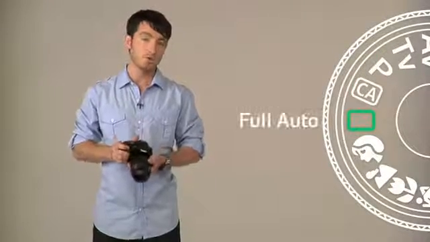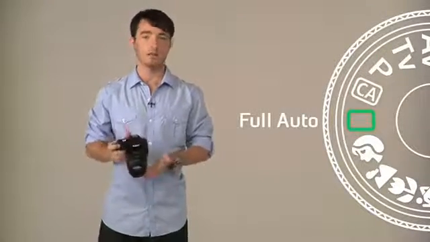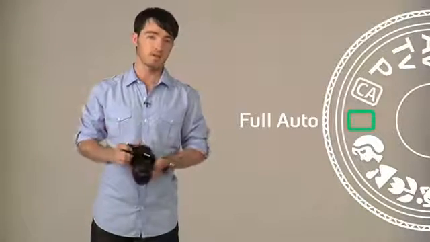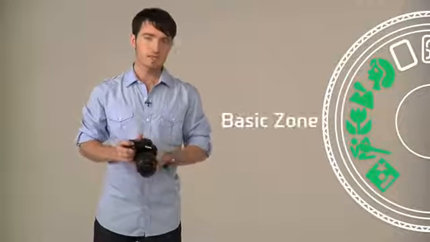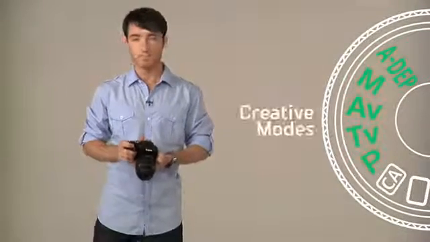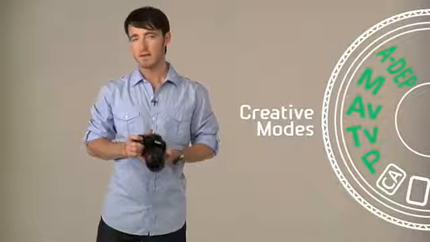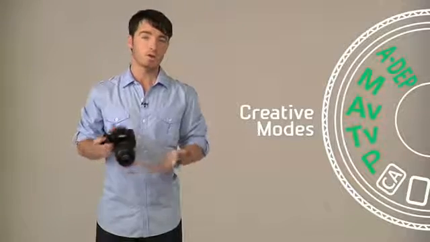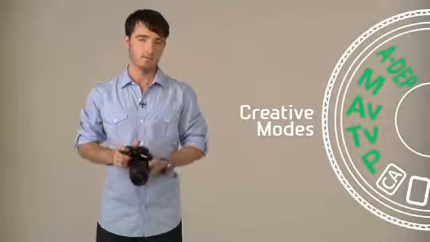The green rectangle represents full auto mode, where the camera has total control, like a point and shoot, and you just have to frame the image and expose. These symbols represent the basic zone modes, but it's these letters M, P, TV, AV and ADEP that indicate the creative modes, which is what we're interested in this tutorial.